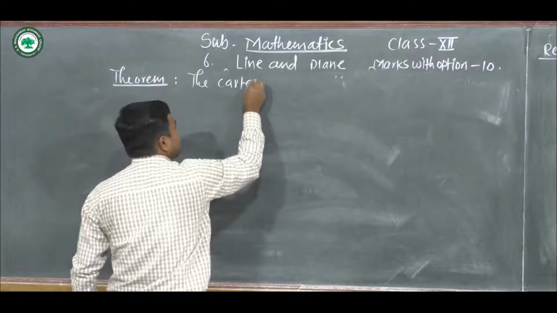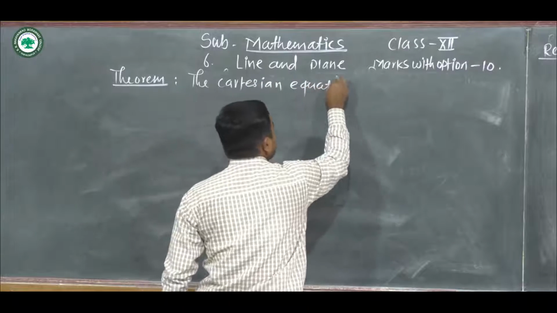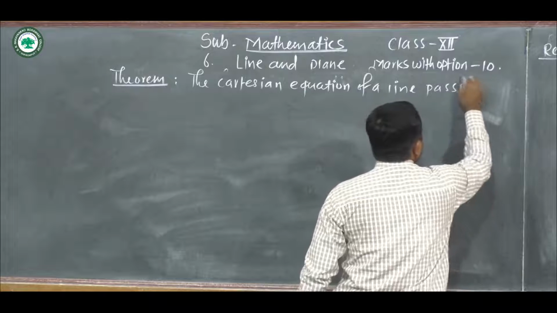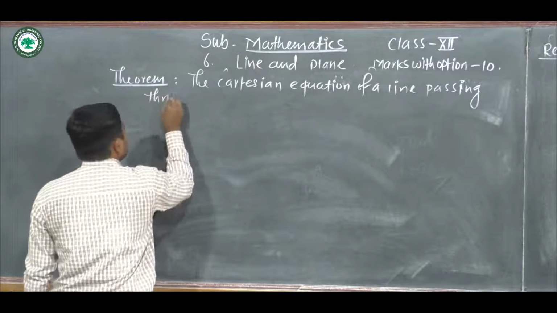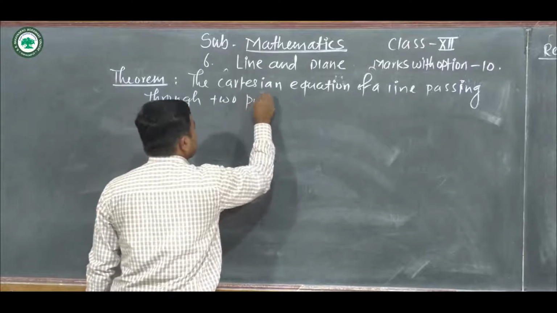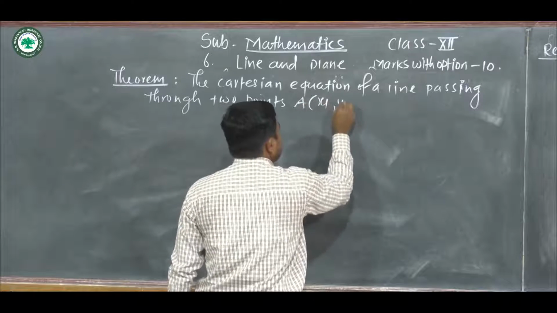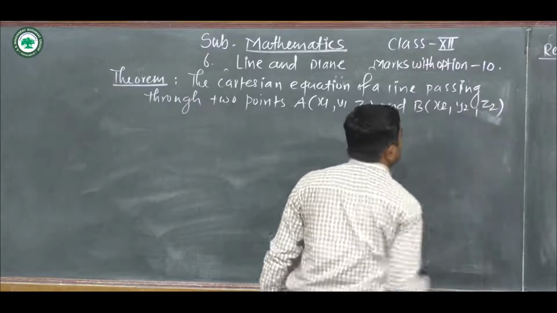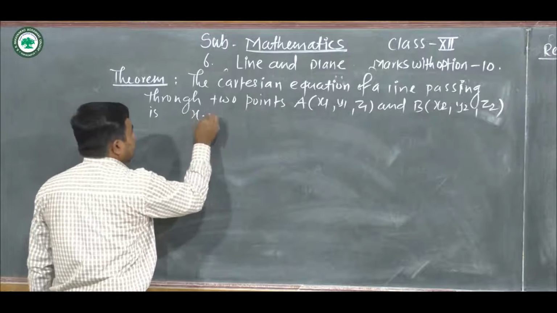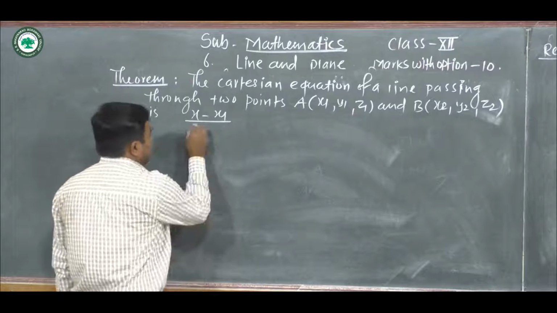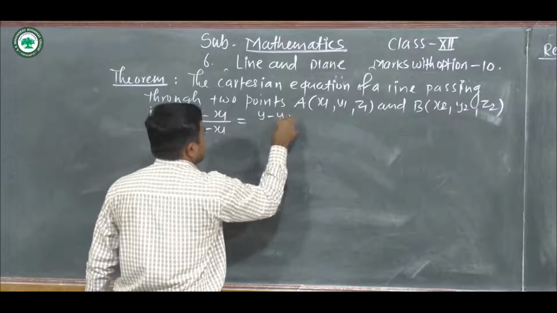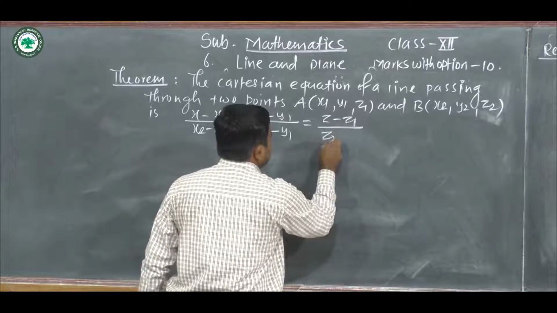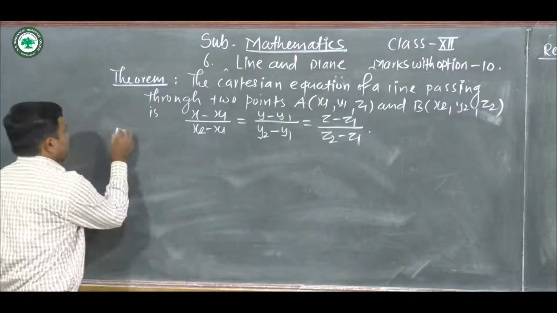The Cartesian equation of a line passing through two points, capital A (x1, y1, z1) and capital B (x2, y2, z2), is (x minus x1) divided by (x2 minus x1) is equal to (y minus y1) divided by (y2 minus y1) is equal to (z minus z1) divided by (z2 minus z1). So let's see the proof.